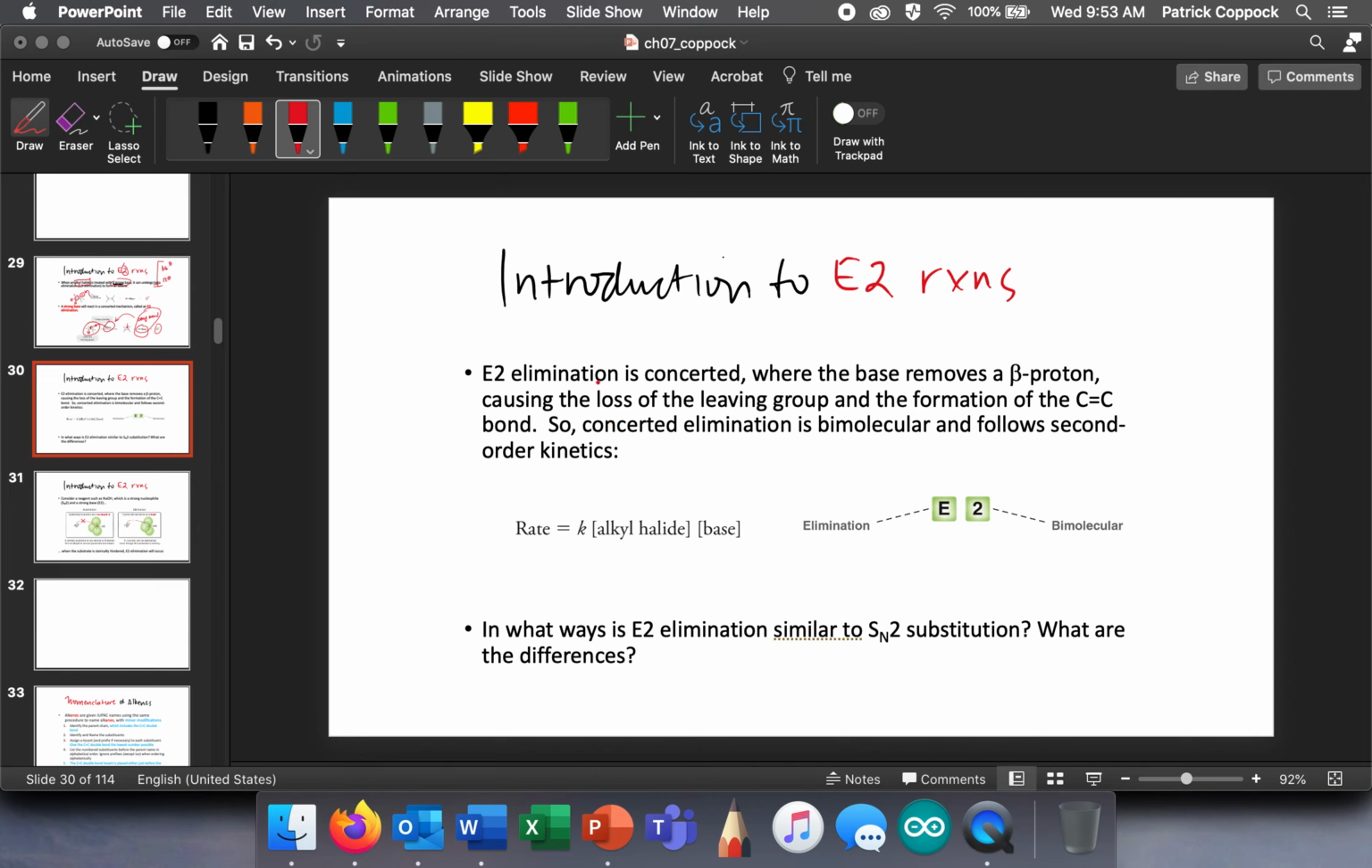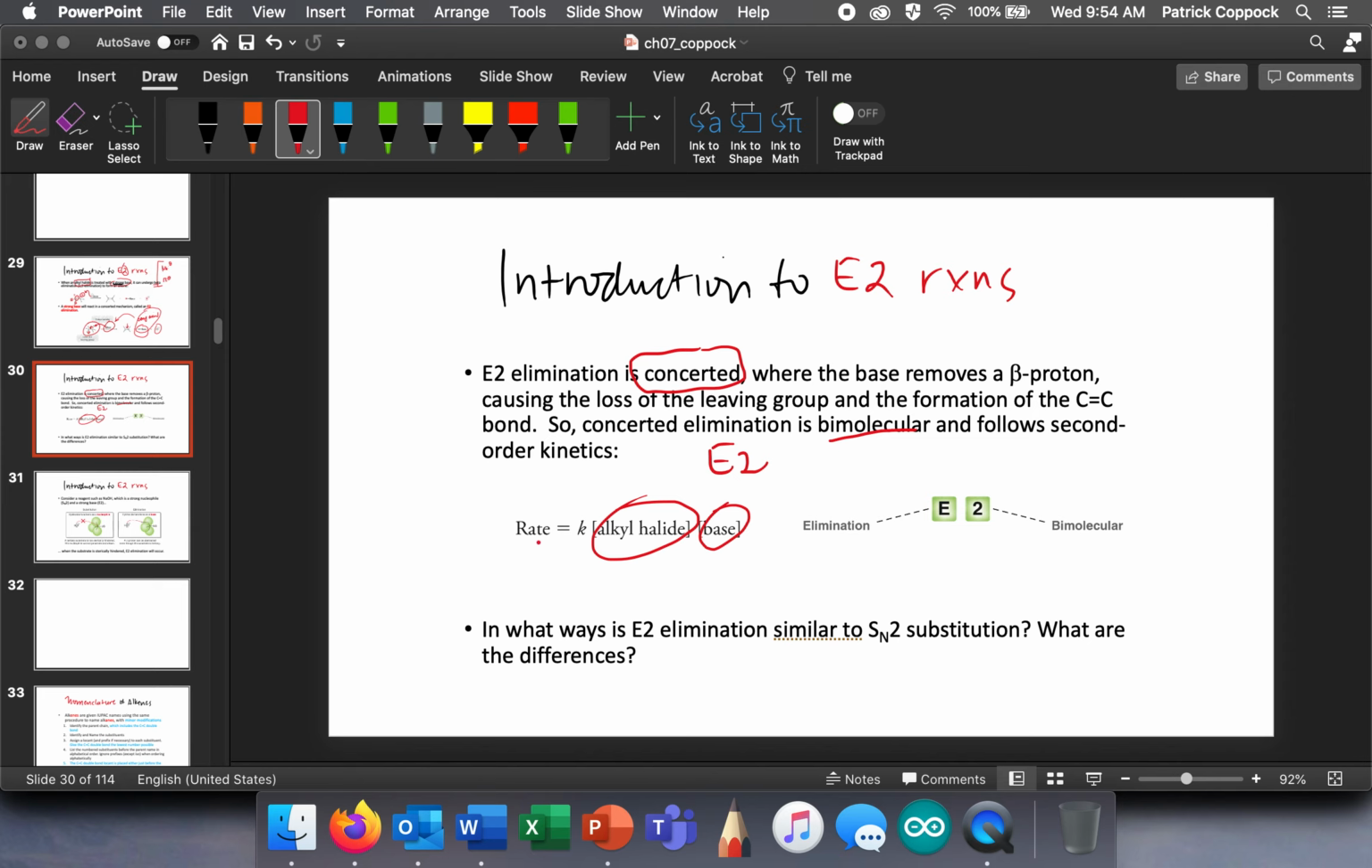E2 elimination is concerted. That means all of the electrons move at the same time, and they move in concert, where the base removes the beta proton, which I showed you in the previous slide, causing the loss of the leaving group and the formation of a CC double bond. So concerted elimination is bimolecular, and that means that you've got 2 reactants. That's what E2 means. And it follows second order kinetics.